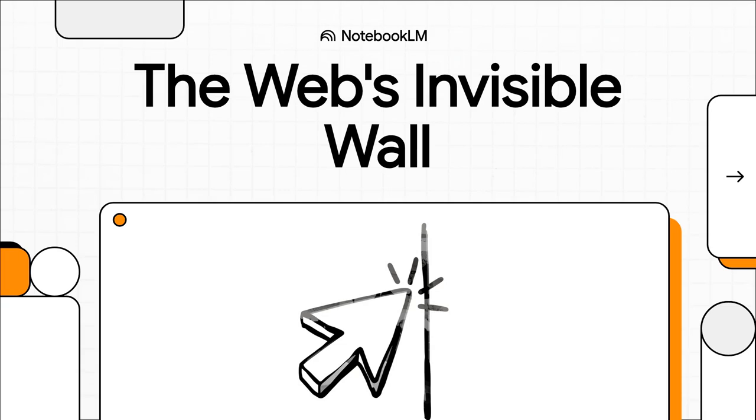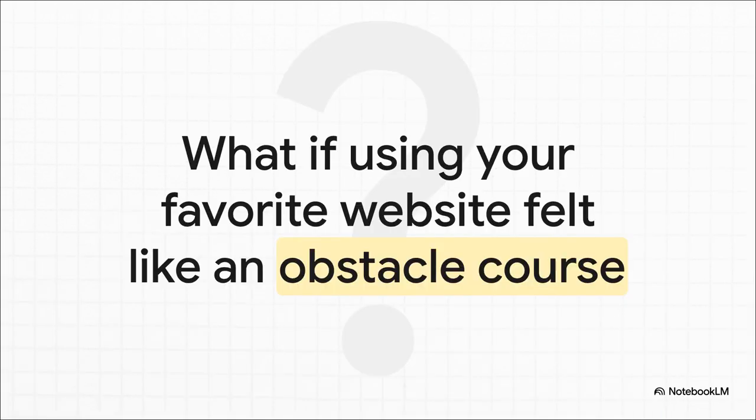The internet, it feels like this totally open space, right? Like a whole world right there at our fingertips. But what if I told you that for millions of people, that world is actually surrounded by, well, an invisible wall? I mean, just picture this. You're trying to do something simple like order a pizza or just chat with your friends online. But every single click, every page you go to, it's like a brand new, frustrating puzzle you have to solve.